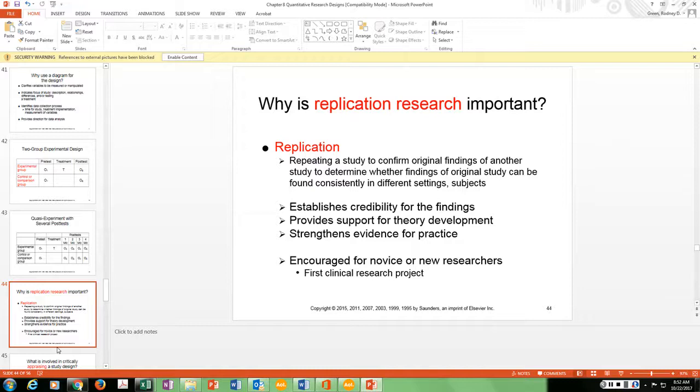Replication. What is replication research and why is it important? So replication research is repeating a study to confirm the original findings of another study to determine whether the findings of the original study can be found consistently in different settings and different subjects. And replication does a lot of important things for research. It establishes the credibility for the findings, it provides support for theory development, and it strengthens evidence for practice.